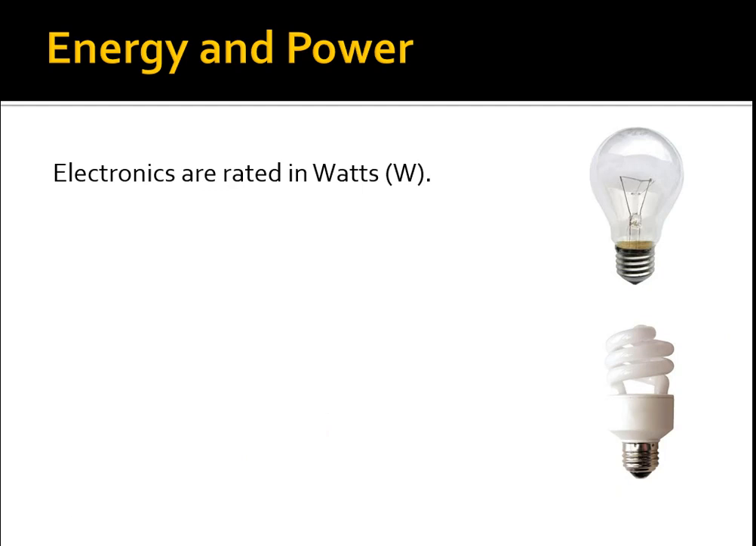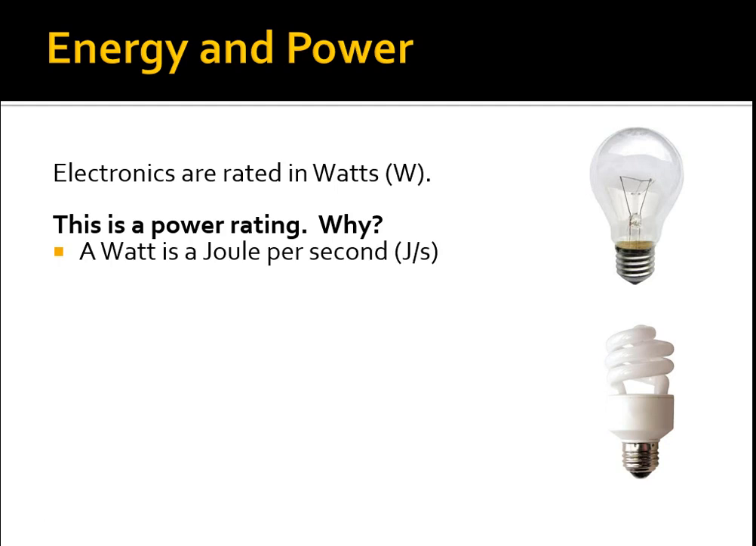So electronics, lights for example, but TVs, whatever, microwaves, radios, vacuum cleaners, they're all rated in watts. So watts is actually a power rating. And I want you to think about why this is a power rating. So a watt is a joule per second. That's how a watt is defined. Okay? So knowing that it's a joule per second, why is that a power rating?